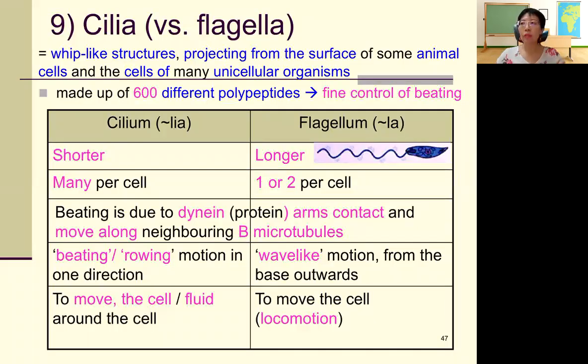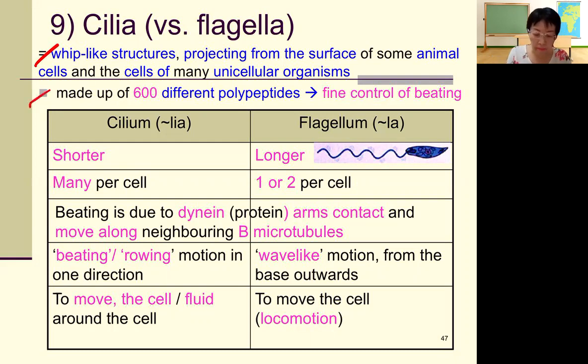Okay, we always talk about cilia and flagella. So now we want to compare between cilia and flagella. Interestingly, they've got the same definition. Both of them: hair-like structures projecting from the surface of some animal cells and the cells of many unicellular organisms. So the definition is the same.